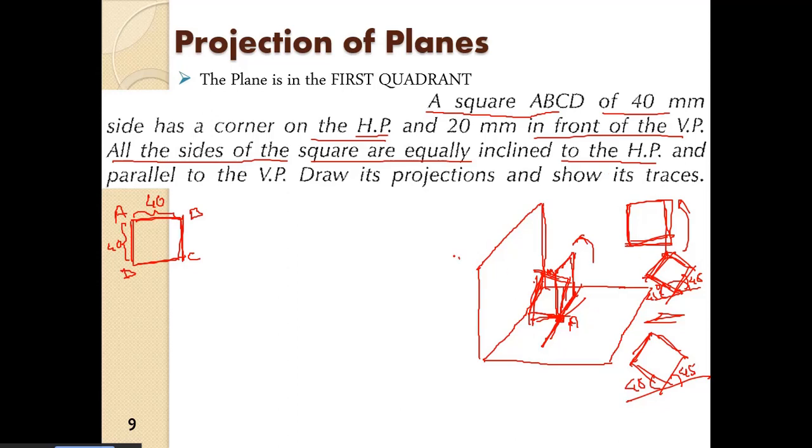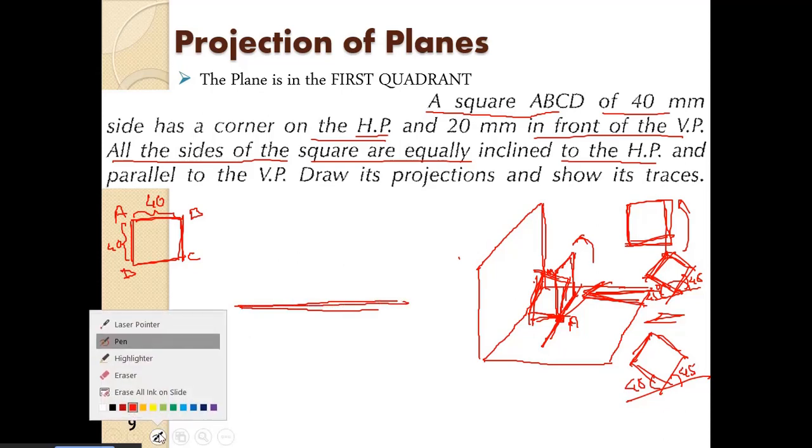Now that we have rotated the square, we have to draw the front view first. We are ready to draw the front view. So what we will do is draw the line XY.